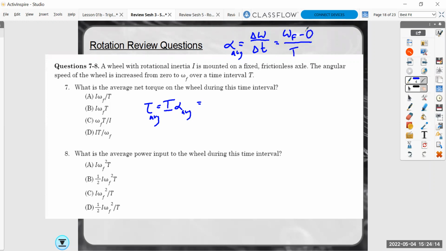But our initial is 0, it starts at rest. So our angular acceleration is just omega final over t, which makes this omega final divided by t.